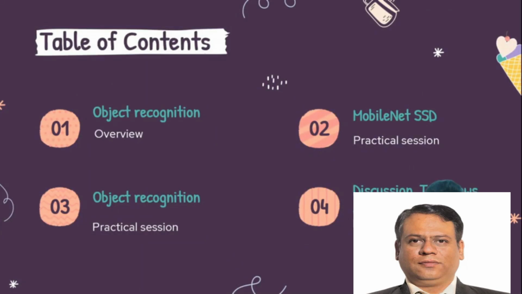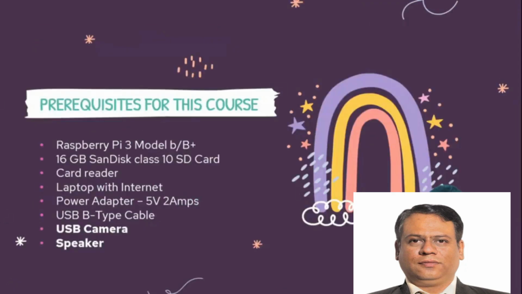So first of all, here we have object recognition, and then we are going to see our MobileNet SSD, because here we are going to use a deep learning model. Okay, so which is a pre-trained model, that is MobileNet SSD, which is used for object recognition, and we are going to deploy that pre-trained model MobileNet SSD in our Raspberry Pi to recognize the object which is present in front of the camera. And then of course finally we are going to have the discussion and then tech news.